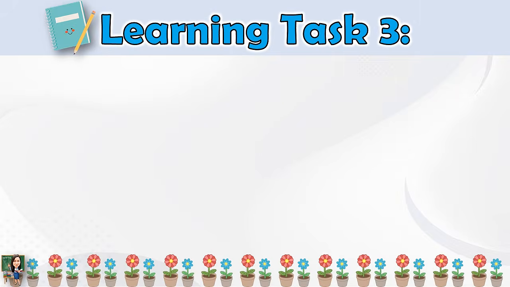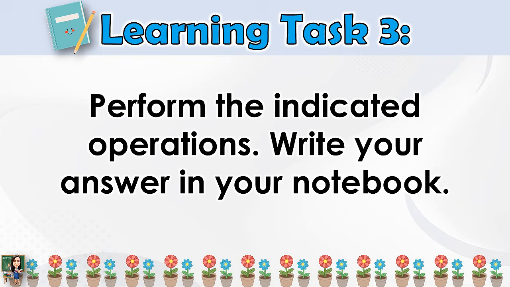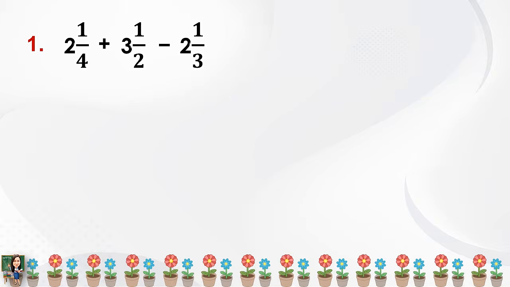For learning task 3, perform the indicated operations. Write your answer in your notebook. Number 1. 2 and 1/4 plus 3 and 1/2 minus 2 and 1/3. First, let's add and subtract the whole numbers. 2 plus 3 minus 2. 2 plus 3 equals 5, minus 2 equals 3.